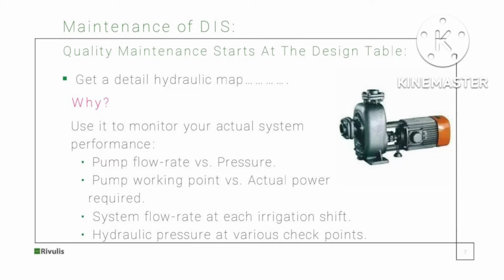Get a detailed hydraulic map. Why? Use it to monitor your actual system performance: pump flow rate versus pressure, pump working point versus actual power required, system flow rate at each irrigation shift, and hydraulic pressure at various checkpoints. It should be checked in the maintenance of drip irrigation system.